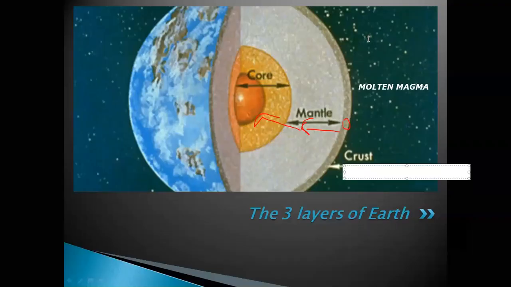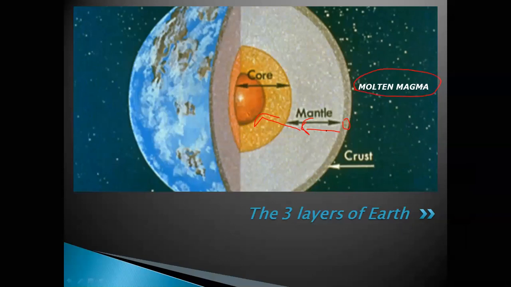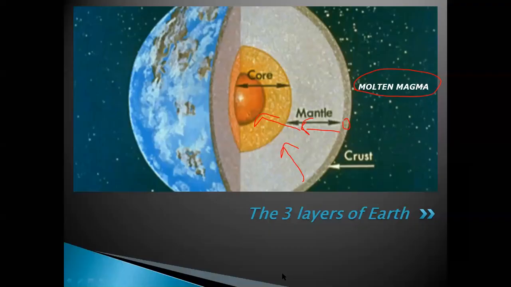In mantle, molten magma is present. What is present in mantle? Molten magma is present. What is the depth of mantle? The depth of mantle is 2,900 kilometers. If I'm not correct, please comment in the comment box. But I'm sure that I am absolutely correct.